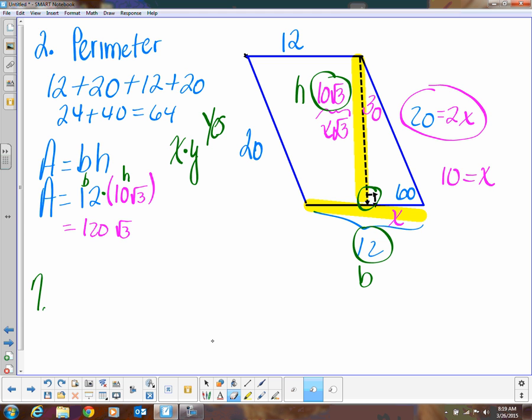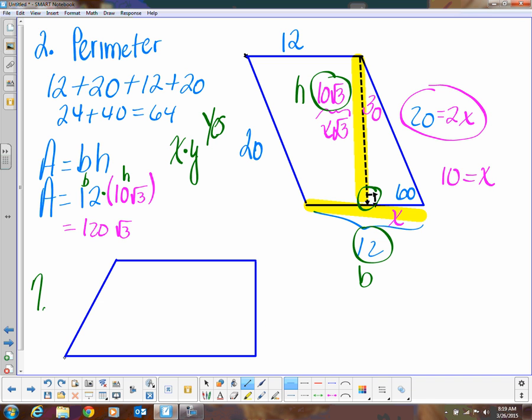So number 7 looked like this. That's kind of weird. I think it looks like this. Now, I did give you this, didn't I? And I did give you this, correct? And this is 7, and down here is 11, and this is 8 feet. So, question.